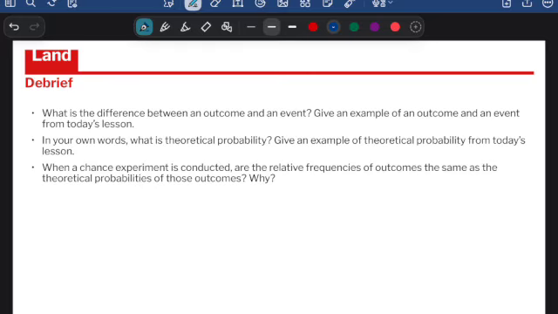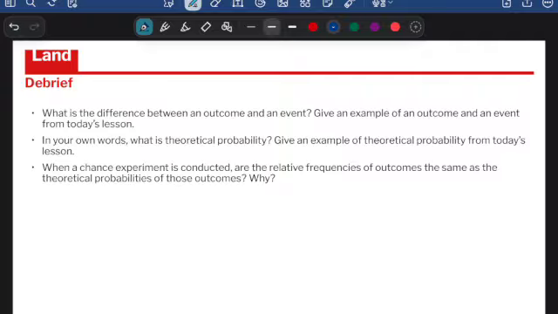What is the difference between an outcome and an event? Well, remember, an outcome is a specific result from a chance experiment. An event is a group of different outcomes that are related to each other. So for example, spinning the 2 spinners, each result was an outcome. We had 16 different results, but having a sum of 5 or greater was an event. It was a grouping of specific outcomes that were related to each other. What is theoretical probability? Well, remember, theoretical probability is just what you expect would happen. It's the expected relative frequency of a chance experiment.